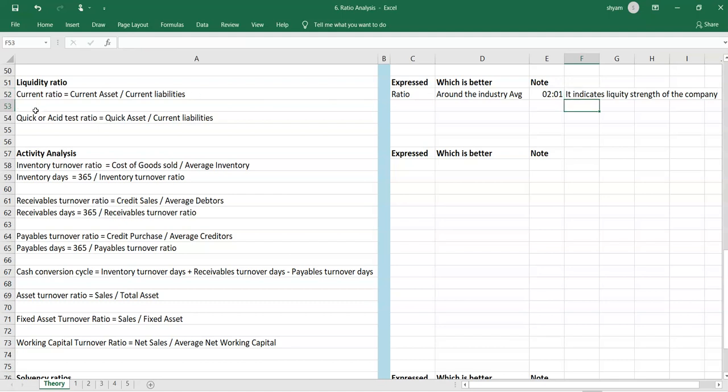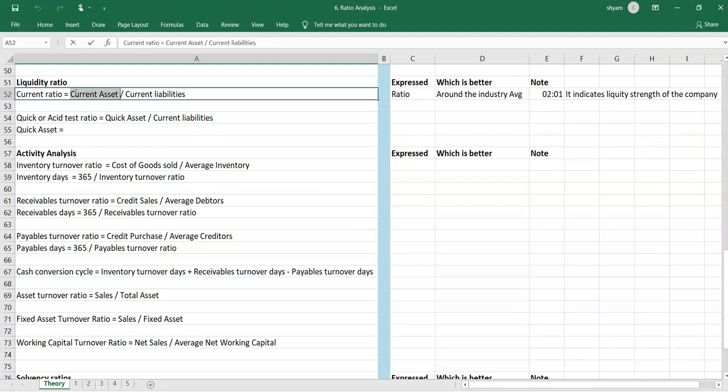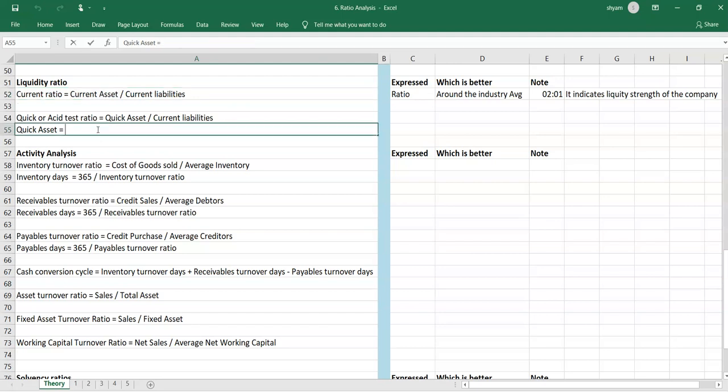So what does the quick ratio tell you? The quick ratio is very similar to the current ratio except for the quick asset. The quick asset here is nothing but the current assets minus the inventory. Why do we deduct the inventory alone? Because inventory takes a little bit longer to convert into cash.